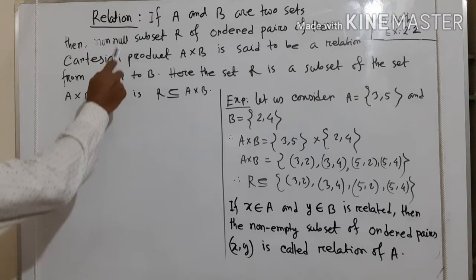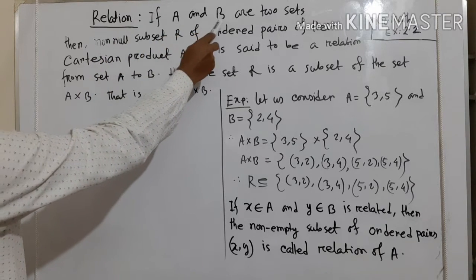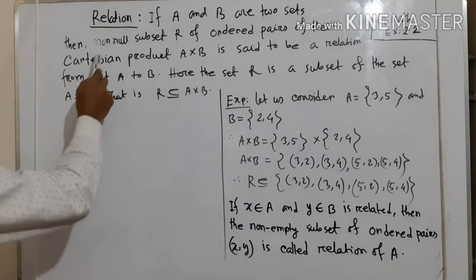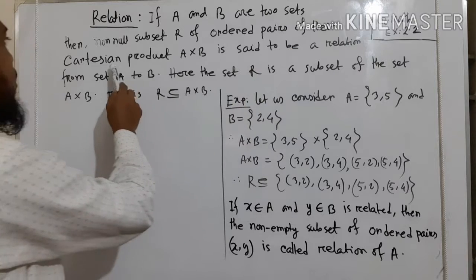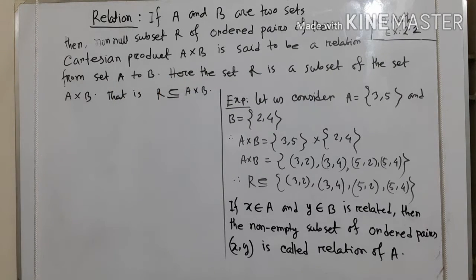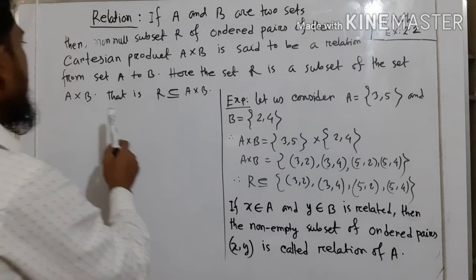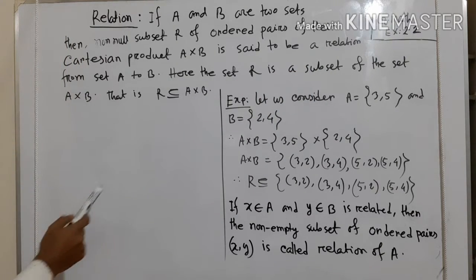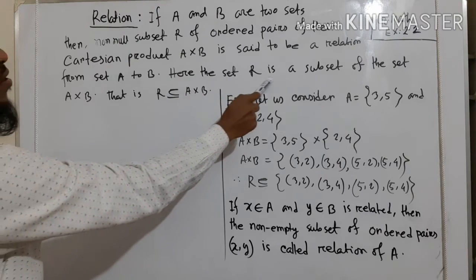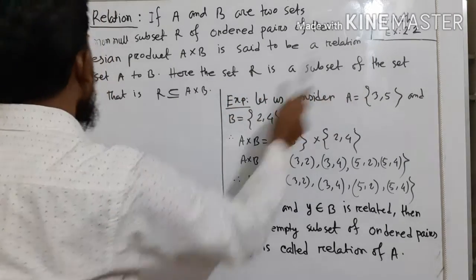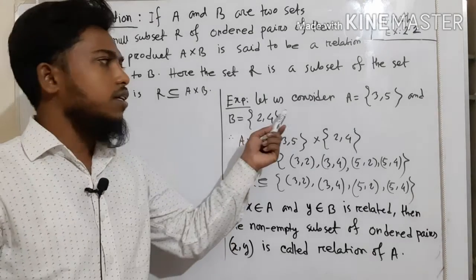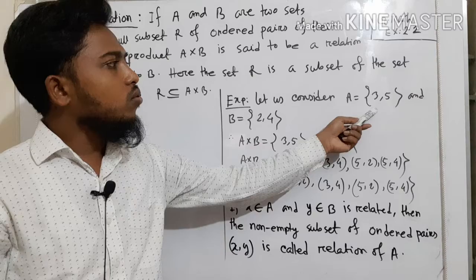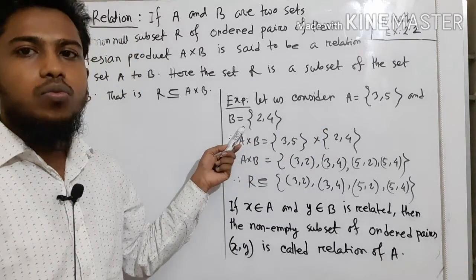Definition of relation: if A and B are two sets, then a non-null subset R of the ordered pairs of their Cartesian product A cross B is said to be a relation from set A to B. Here the set R is a subset of A cross B, that is, R subset of A cross B. Example: let us consider A equal to {3, 5} and B equal to {2, 4}.